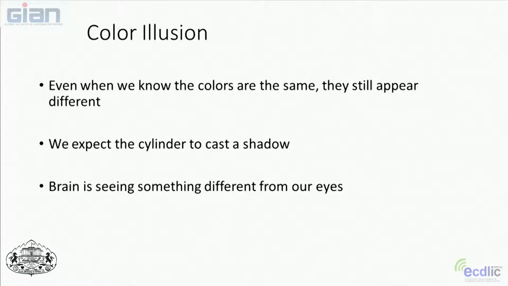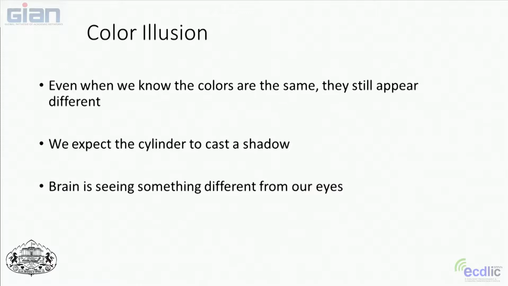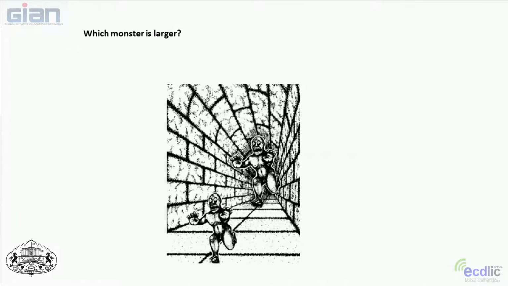So even when we know the colors are the same, they still appear to be different. So we expect the cylinder to cast a shadow, and we expect square A to be darker because of the pattern of the squares here. So in this case, our brain is actually seeing something different from our eyes, and that's, again, the perception image that our brain is using.